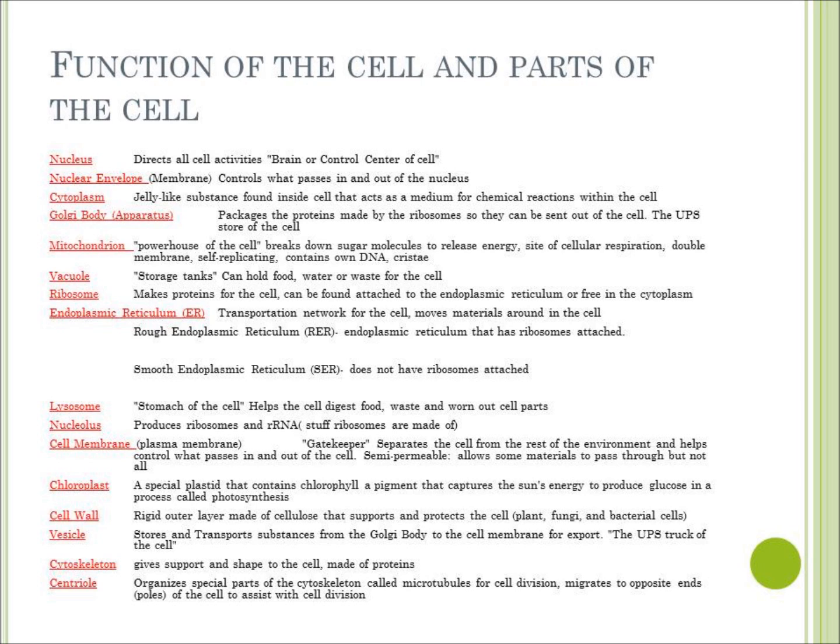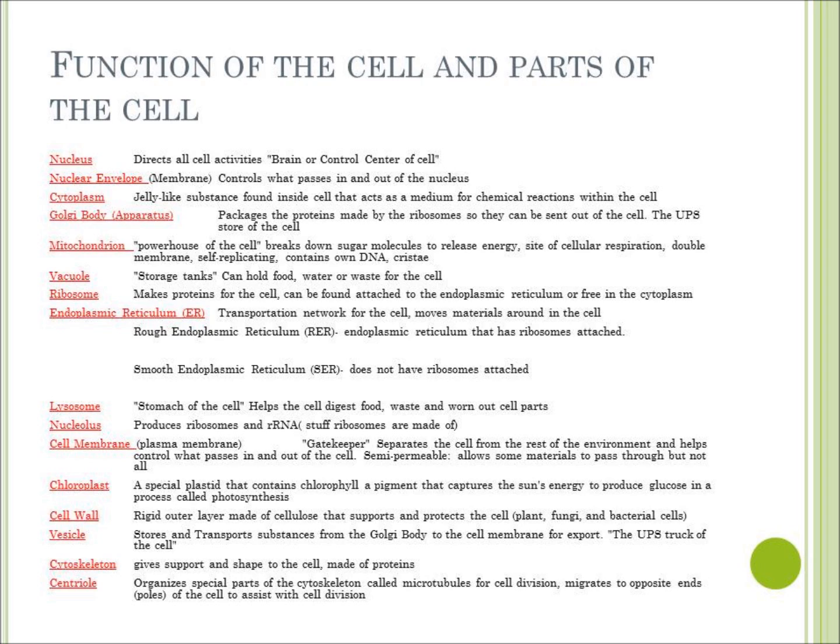The Golgi apparatus packages the proteins made by the ribosomes so they can be sent out of the cell. The UPS store of the cell. That's what this is. The mitochondrion is the powerhouse of the cell. It breaks down sugar molecules to release energy. Site of cellular respiration. Double membrane. Self-replicating. Contains DNA. The vacuole is storage tanks, can hold food, water, and waste of the cell. The ribosome makes proteins for the cell, can be found attached to the ER, the endoplasmic reticulum, or free in the cytoplasm.